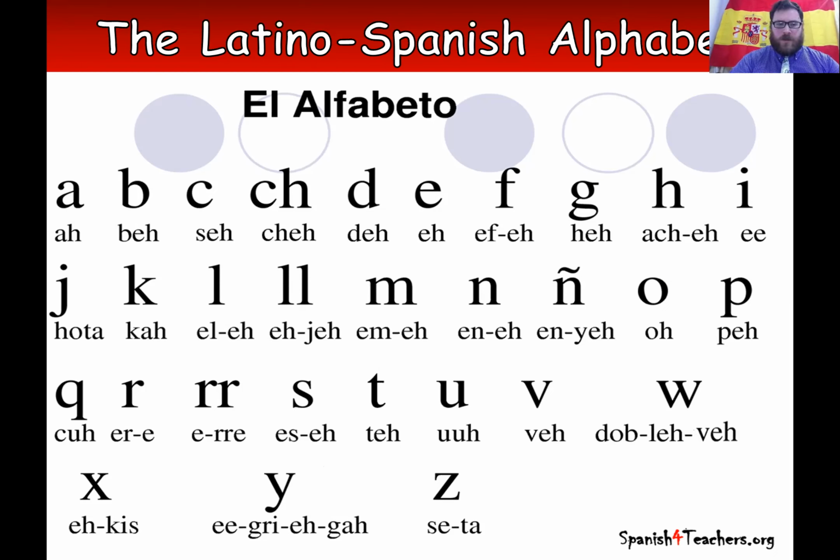Now, these are the ones that are going to be a little bit harder. Okay, Ache. So this is Ache, the H. In Spanish, the H's do not have a sound, they are silent. This is like going back to hola, how it's spelled H-O-L-A. The H does not have a sound, so it's just pronounced hola. Other ones are going to be hard.